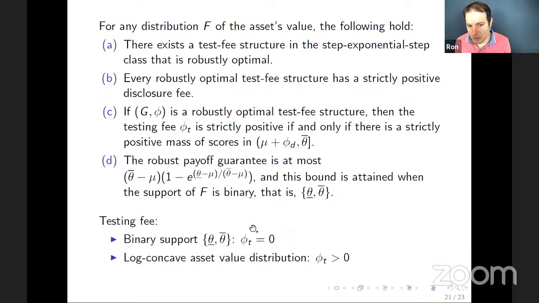Okay. What's special about this binary support that comes up a couple of times? Well, with binary support, the restriction that Bayes' rule imposes is only that the expected value of the distribution is equal to the expected value of the original value distribution. The second order stochastic dominance constraint has no bite there. With more than two values, there's this additional constraint, and it may, as we see with log concave assets, have bite, and then it will induce a positive testing fee. Again, it's not a very important point, so I just gave it to you quickly.